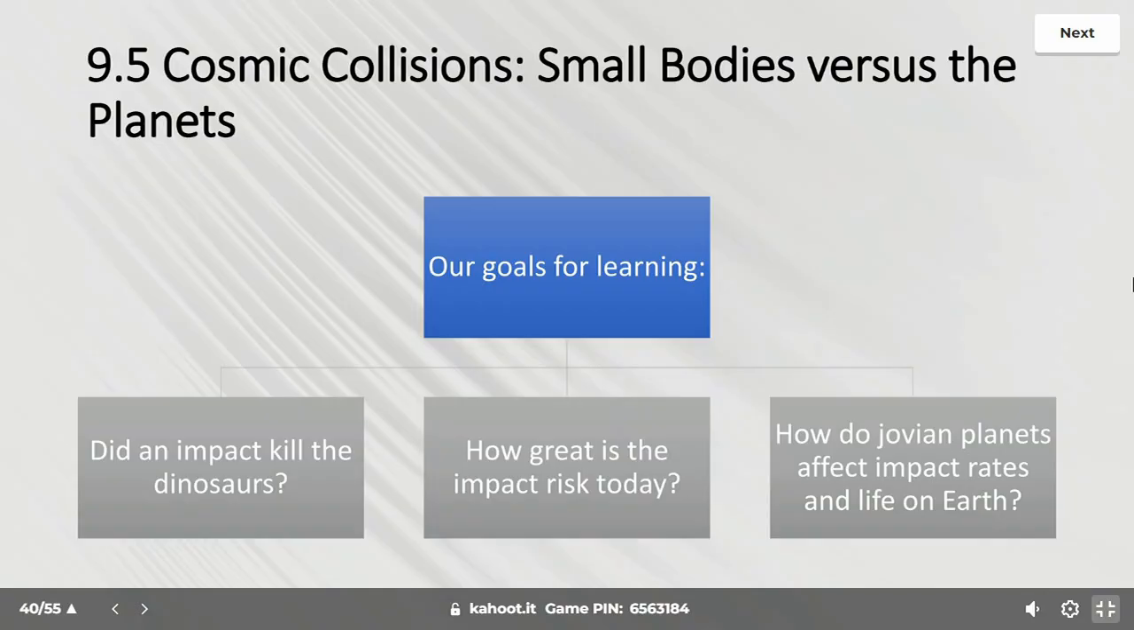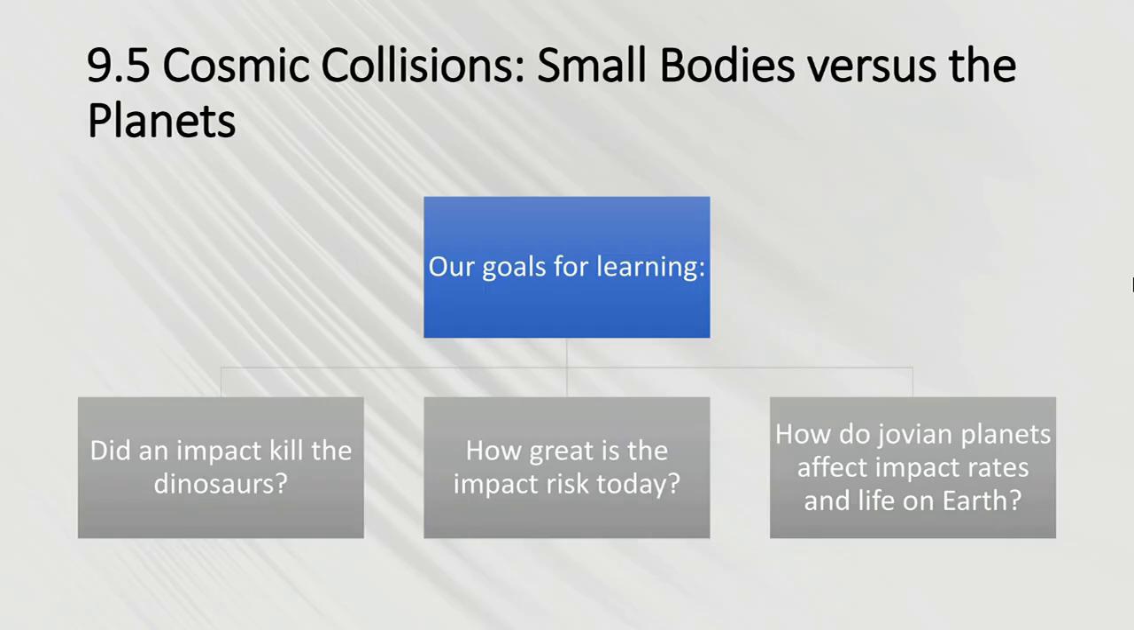Okay, so that's kind of a summary of the objects in the solar system that are not big enough to be planets. And now we're going to talk about what happens when those objects hit a planet. So we'll talk about, for example, the extinction event that killed the dinosaurs, and then we'll talk about what we can do as humans to try to save ourselves from future impacts.